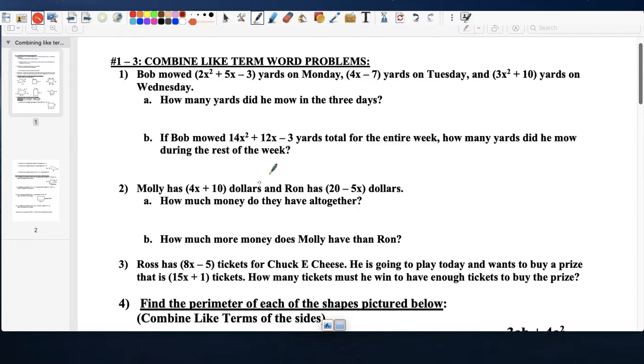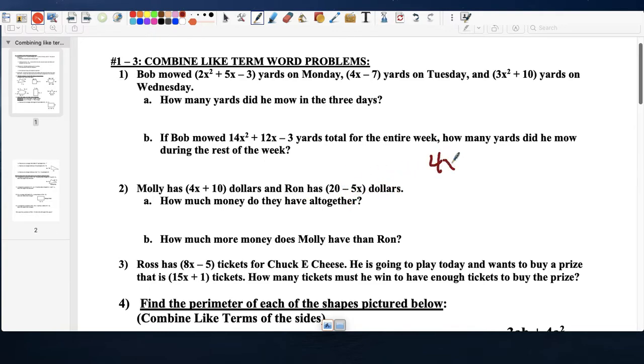Okay, 2. Again, the purpose of the questions and the exercise is really more about knowing how to set up the expression and then add or subtract, because that's where we have to be careful. Combining like terms, there's not really much to do there. So Molly has this much money, represented by the expression 4x plus 10, the sum of those two terms. And Ron has 20 minus 5x. So how much money do they have altogether?